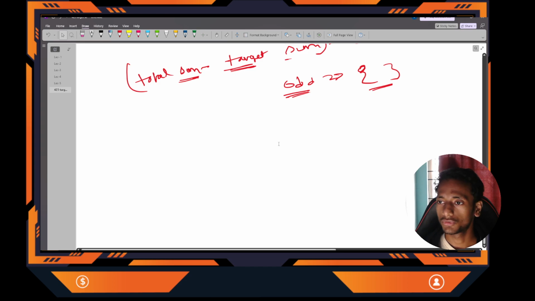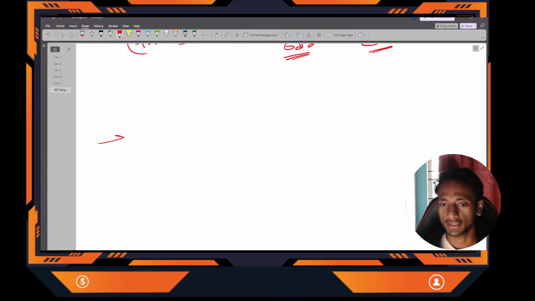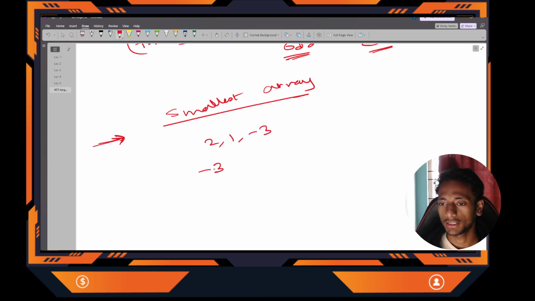So these are two situations. Now we are coming to generate all the valid answer array. Correct? So we have to generate the lexicographically smallest array. Correct? Now in the example you have seen that we have actually taken 2 1 -3 1 2. The answer array is -3 1 2.